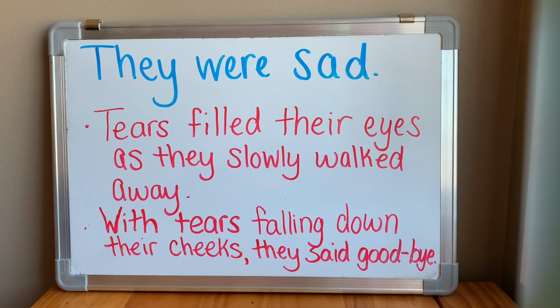The first one reads, "Tears filled their eyes as they slowly walked away." When you read a sentence like that and you see the word tears, you're going to make the inference that the character is sad. The second suggestion I came up with reads, "With tears falling down their cheeks, they said goodbye." Again, when you are reading something that mentions tears with your character or someone saying goodbye, you're going to make that inference that the person is sad. You don't need to tell them that. You can show them by expressing it with other words and detail and description.